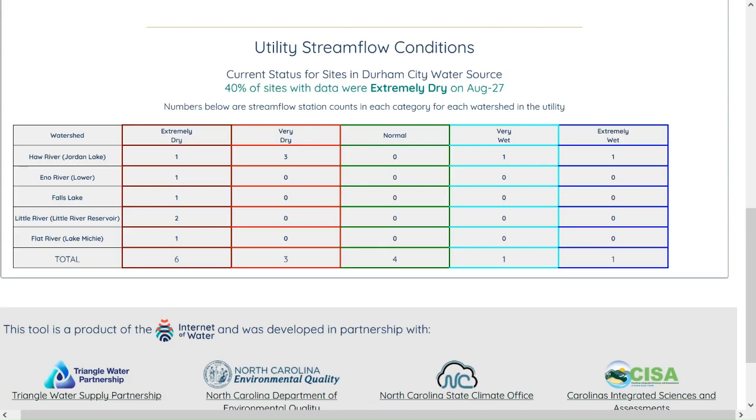For example, for the Durham City Water Utility as of August 27, 2023, 6 of 15, or 40% of stream gauges within the utility's watershed are categorized as having extremely dry conditions. You can access more detailed stream gauge data by viewing the Surface Water tab.